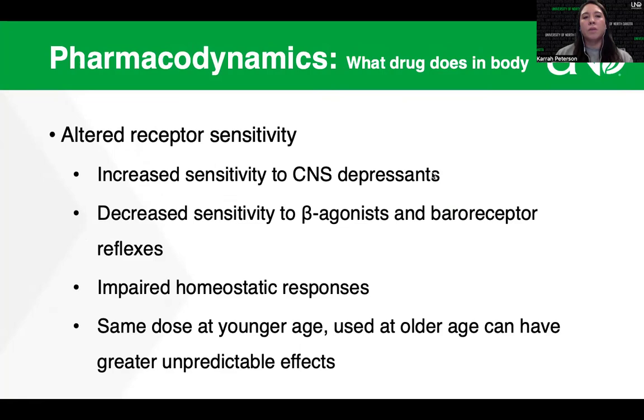Moving on to pharmacodynamics, or what the drug does in the body, for altered receptor sensitivity, there's increased sensitivity to CNS depressants, decreased sensitivity to beta agonists and baroreceptor reflexes, and impaired homeostatic responses. The same dose used in a younger patient can have greater, unpredictable effects in an older patient.